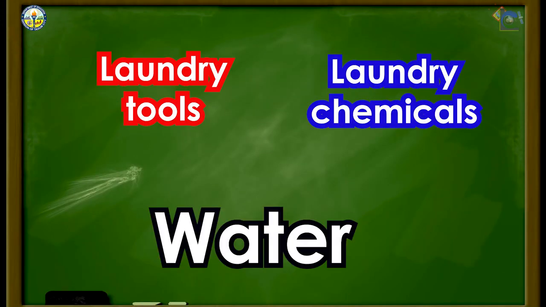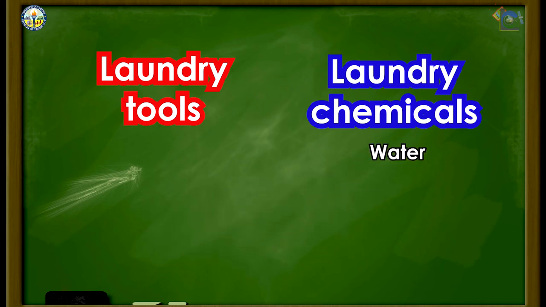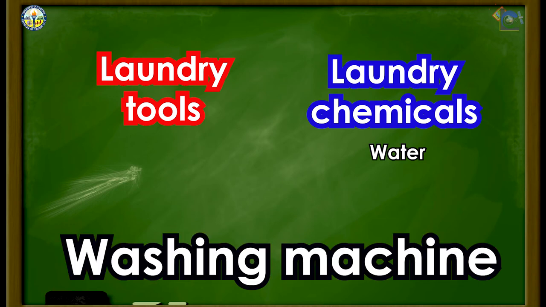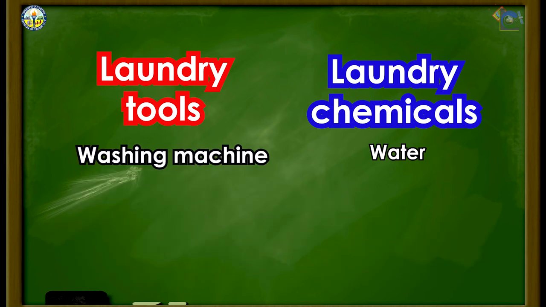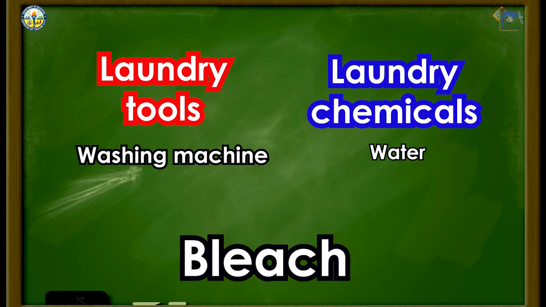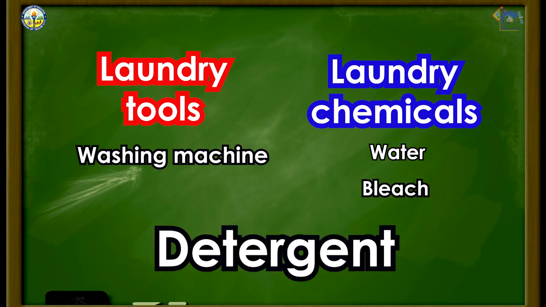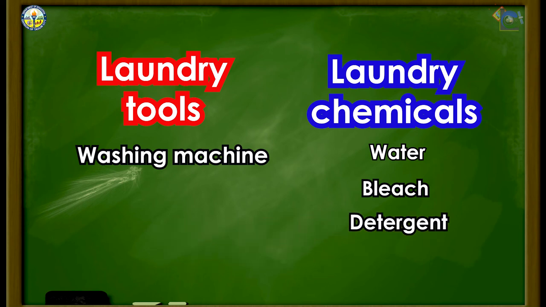Number 1. Water. Is it a laundry tool or a laundry chemical? The correct answer is a laundry chemical. Number 2. Washing machine. Is it a laundry tool or a laundry chemical? The correct answer is a laundry tool. Number 3. Bleach. Is it a laundry tool or a laundry chemical? The correct answer is laundry chemical. Number 4. Detergent. Is it a laundry tool or a laundry chemical? The correct answer is a laundry chemical.